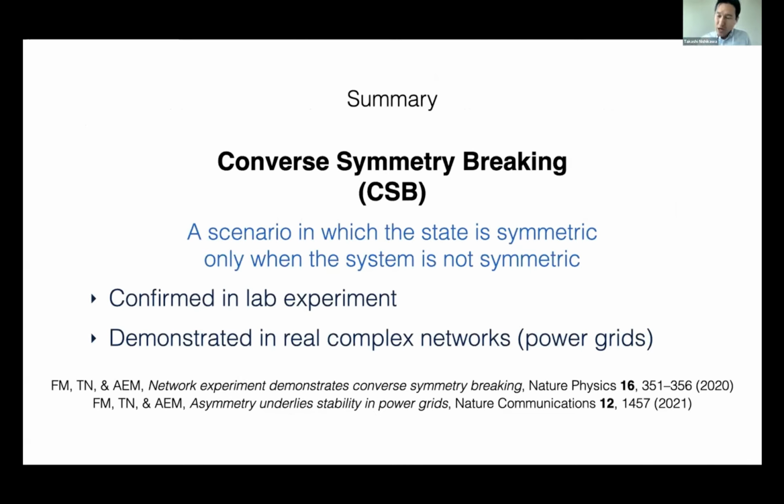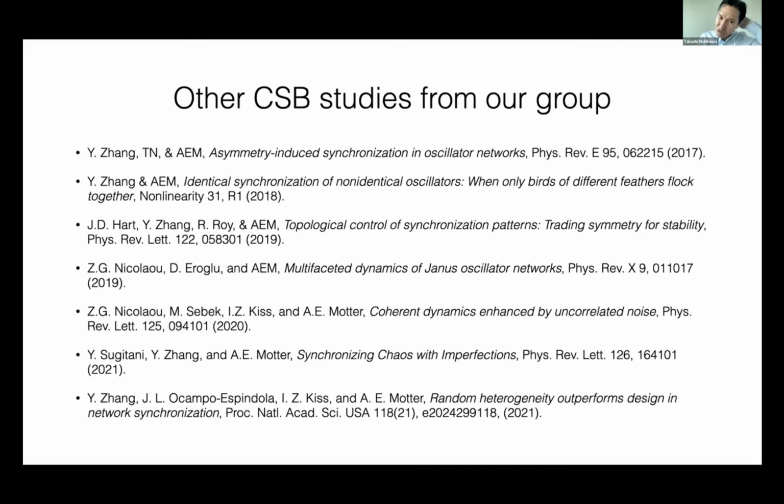So I hope I convinced you that this effect is real in the sense that it has been confirmed in the lab experiment, as well as having evidence in real systems, in this particular case, power grids. And I want to end by mentioning that in our group, we have looked at various other aspects of this phenomenon, including how prevalent this phenomenon is across both experimental and theoretical models. And so there's a lot to look into here.